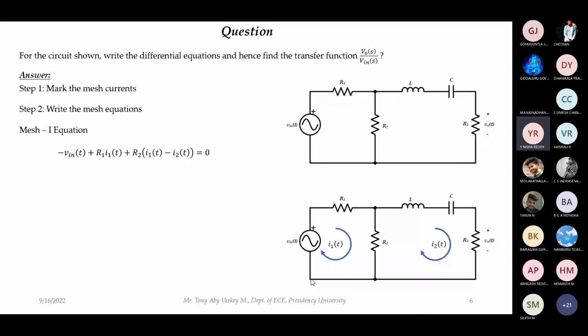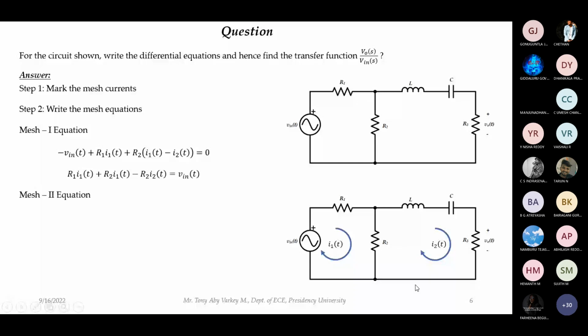Yes, sir. Okay, so now I will make the I1 terms to one side. So it will be R1 I1 of t plus R2 I1 of t minus R2 I2 of t equal to V in of t. Done? Yes, sir. Okay, now I am going to write the mesh 2 equation. So what is the mesh 2 equation? I am going to start from here. So what is it?